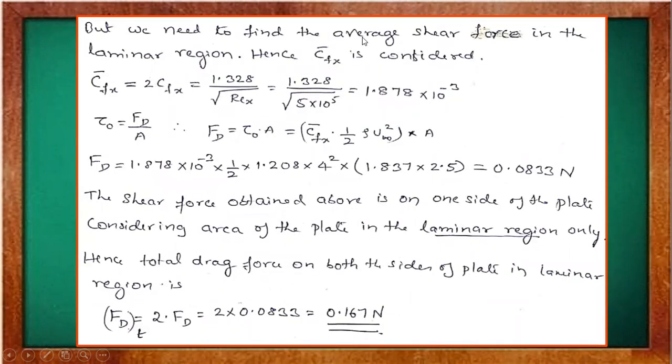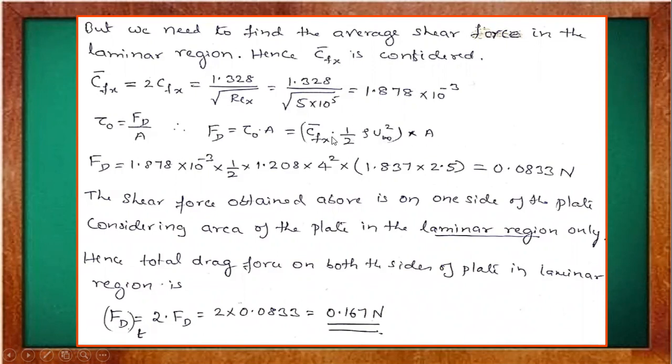But they have asked to find the average shear force in the laminar region. Average means we need to take the bar. So 2 times the CFX, it is 1.328 by root REX. So you'll get the average friction factor. Once you get the average friction factor, substitute in the shear stress equation, which is given as FD by A. So FD is equal to shear stress into area. But we know shear stress is equal to the average friction factor multiplied by half rho u infinity square.